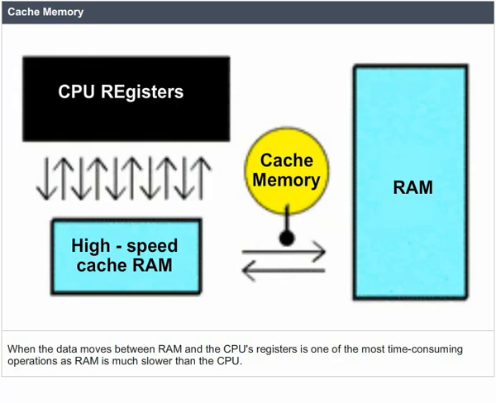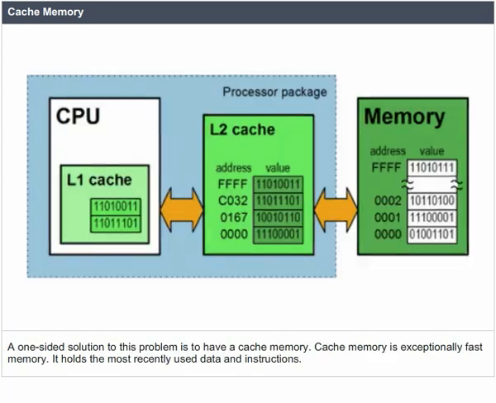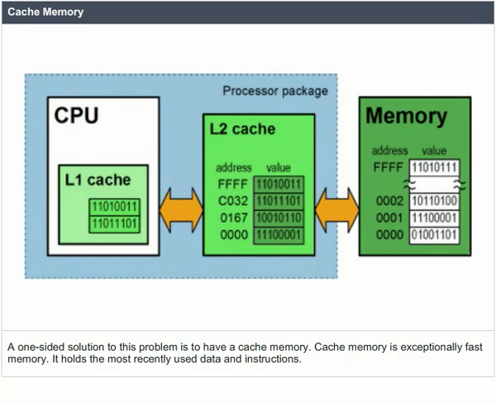Cache memory. When data moves between RAM and the CPU's registers, it is one of the most time-consuming operations, as RAM is much slower than the CPU. A one-sided solution to this problem is to have a cache memory. Cache memory is exceptionally fast memory. It holds the most recently used data and instructions.